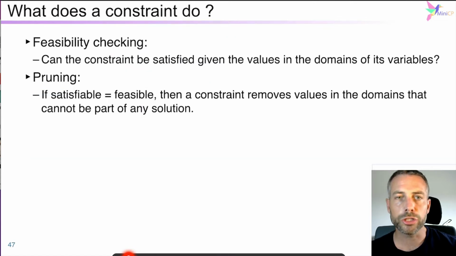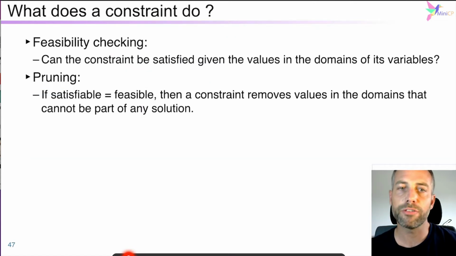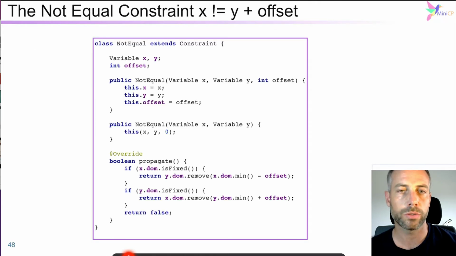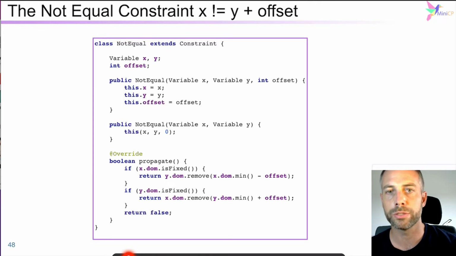The constraint has two different responsibilities. First, it should check if it's feasible or not, and it should prune, which means remove impossible values if it can. Let's study one concrete constraint, the one that is used for the n-queens problem. X different than y plus a possible integer offset value. So the constructor is only storing the instance variable, okay?